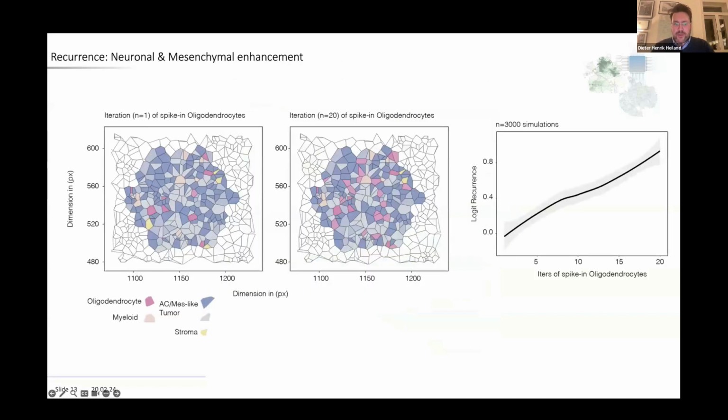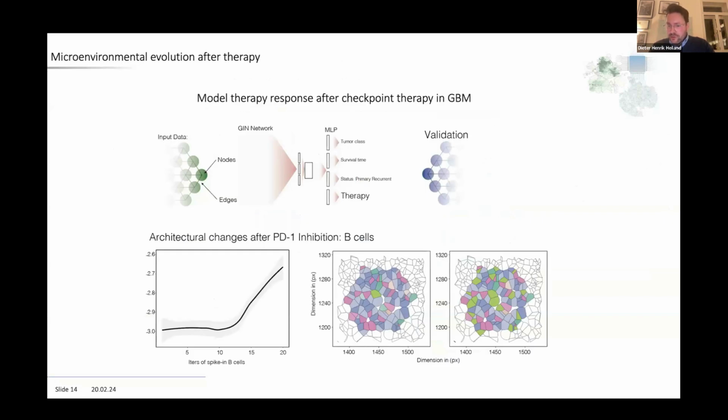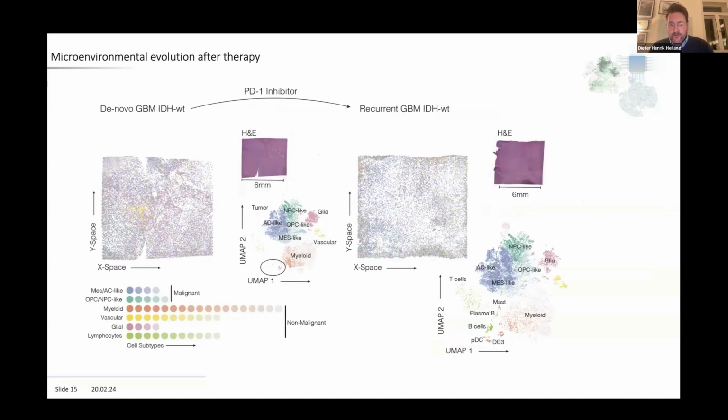So we looked at this a little bit more in detail. This is an example of one simulation in which we take a primary tumor and then add more oligodendrocytes, and we can see that the recurrence score is rising. We can also do this for therapeutic approaches and identify, for example, B cells as highly enriched in environments after PD-1 inhibition, which can then also be confirmed in single cell data and high resolution spatial transcriptomic data.